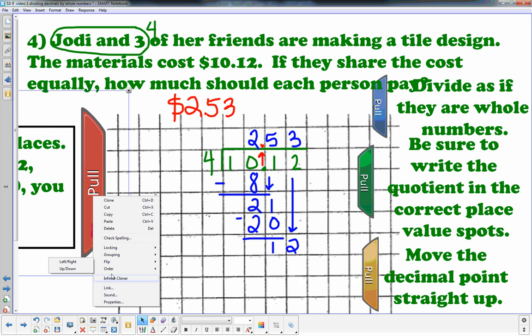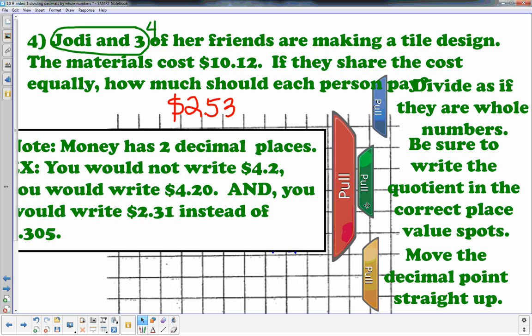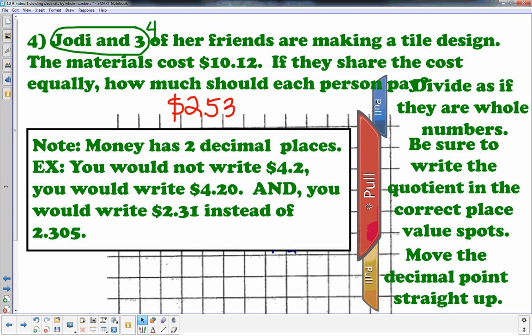We have an important note to write down in the spiral about money. Get your pencil ready. Money has 2 decimal places. So you would not write $4.02. You would write $4.20. And you would write $2.31 instead of 2.305. Money has 2 decimal places. That's really important for an upcoming quiz. So make sure that you have that written down in your notes.